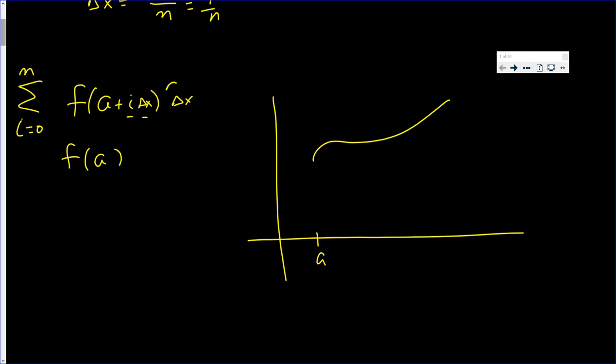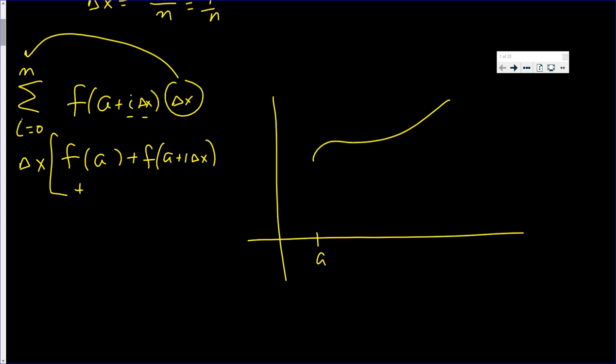This delta x has nothing to do with i, so it can really come in front. Now i is 1, so it's f of a plus 1 delta x. And now i is 2, it's f of a plus 2 delta x's. All the way up to f of a plus n delta x's. Okay?